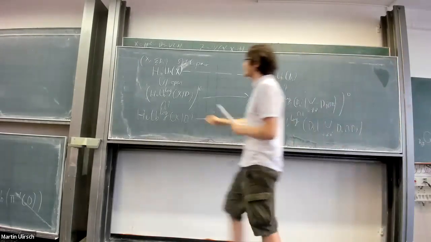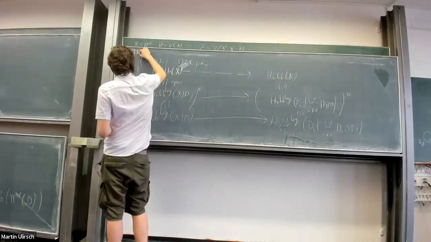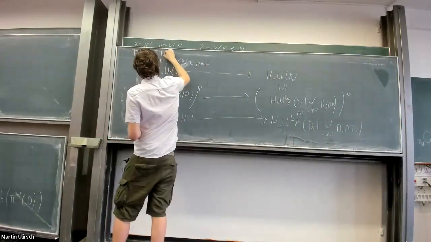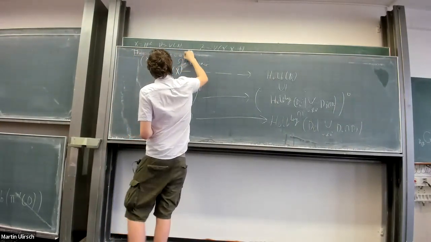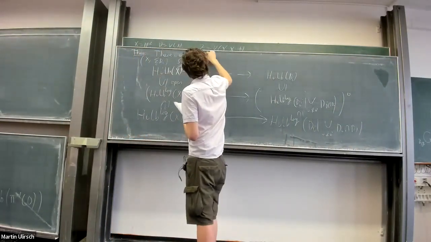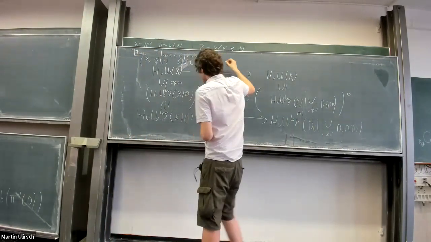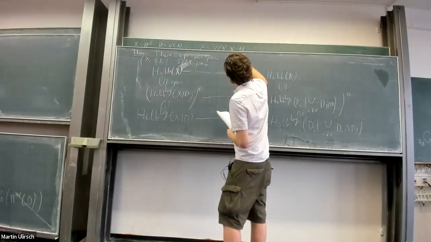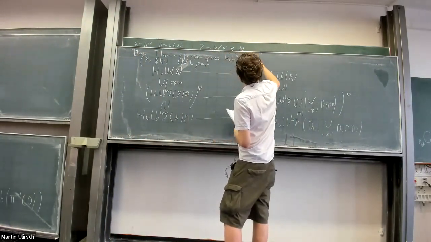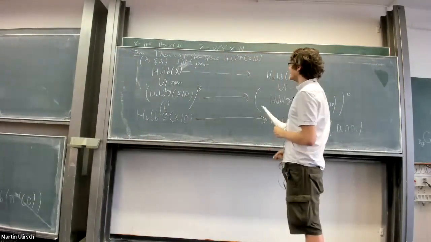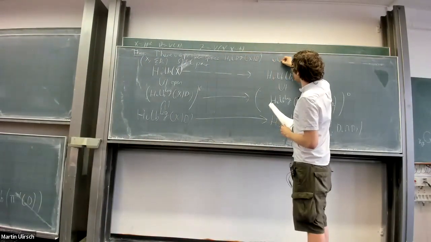So the theorem is there is a proper space, Hilb-log of X rel D, which fits into the following diagram.